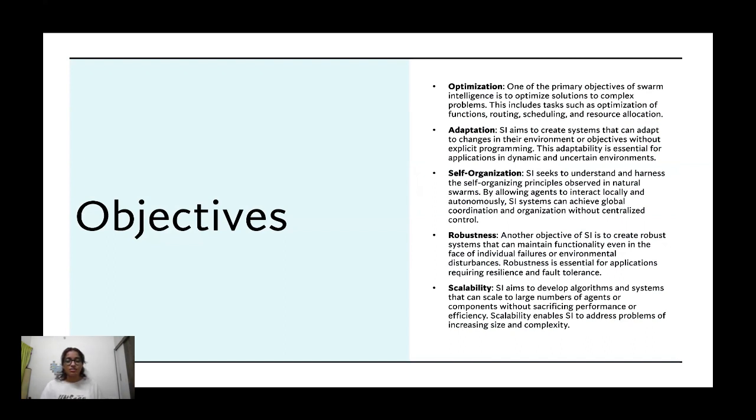Self organization. SI seeks to understand and harness the self organizing principles observed in natural forms by allowing agents to interact locally and autonomously. SI systems can achieve global coordination and organization without centralized control. Robustness. Another objective of SI is to create robust systems that can maintain functionality even in the face of individual failures or environmental disturbances. Robustness is essential for applications requiring resilience and fault tolerance.